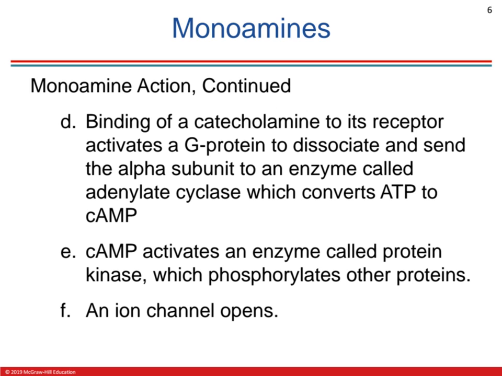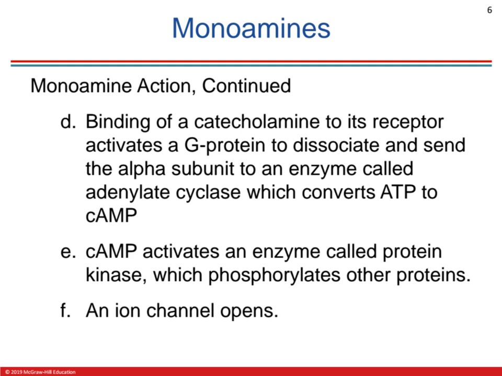In the next slide, I'll show a picture of this, but let's just go over the basic idea. So with your typical monoamine, you'll have binding of a catecholamine to its receptor. This is going to be a G protein coupled receptor. That's going to activate a G protein. It dissociates, and typically the alpha subunit will translocate laterally in the membrane. It will bind to an enzyme called adenylate cyclase. This is also called adenylyl cyclase. Those are the same thing, which converts adenosine triphosphate, ATP, to cyclic AMP.